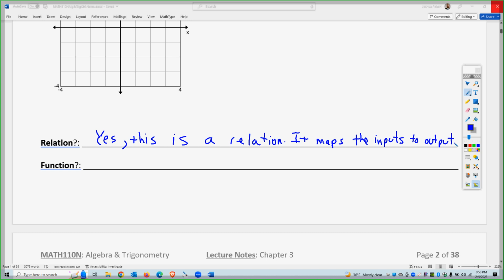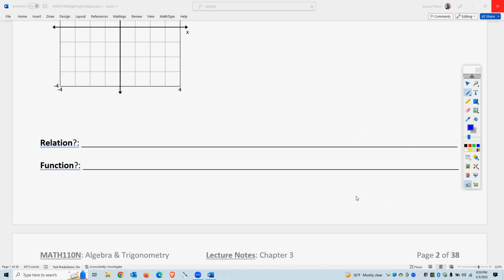Okay, is it a function? No. The inputs map to more than one output, right? Each input can only map to one output, and we had one case where it mapped to 2 outputs, which cannot happen. There needs to be a guaranteed outcome for an input.